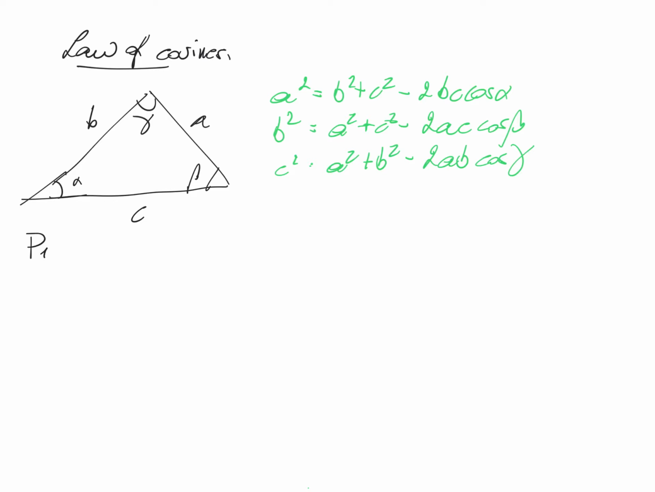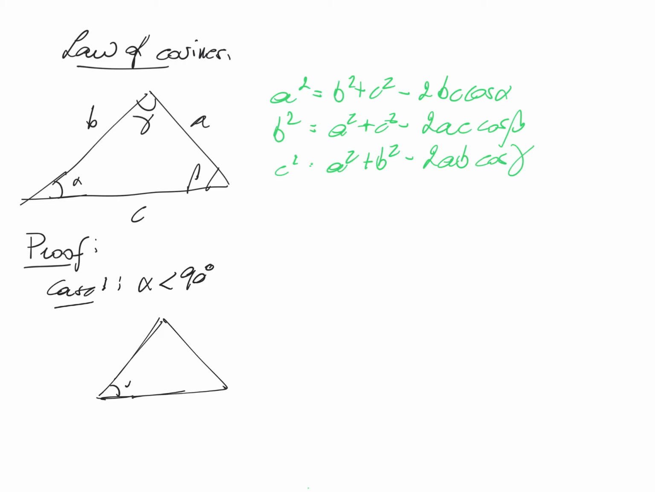How to prove this? We will prove the first formula, and the other 2 are very similar. They are just changing the letters. For each of them we should distinguish between 3 cases. Case 1: the angle alpha is smaller than 90 degrees. So we have a triangle with a sharp angle here, and the same beta and gamma, A, B, and C.